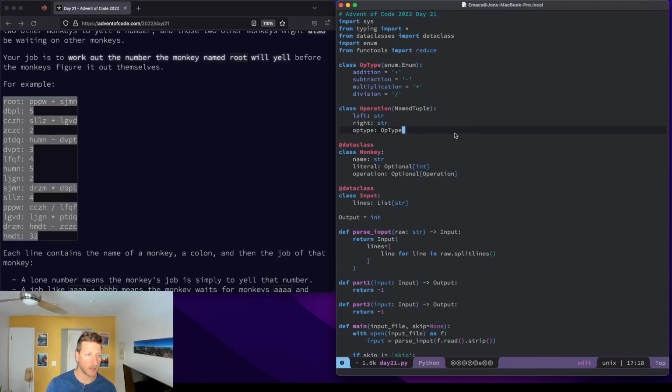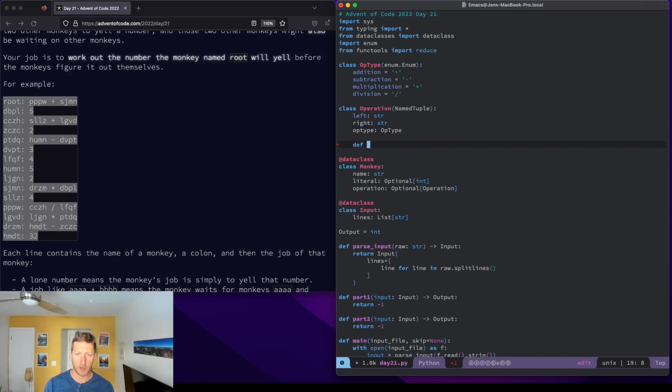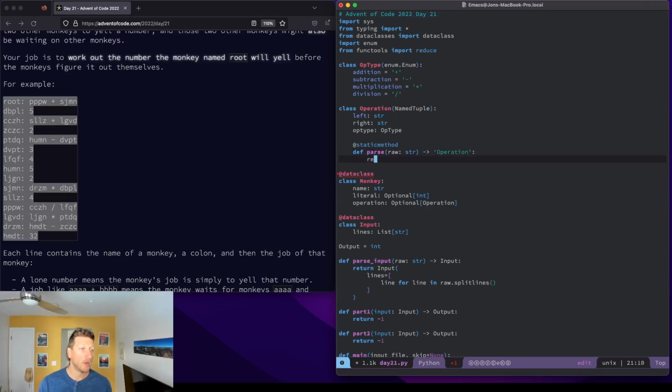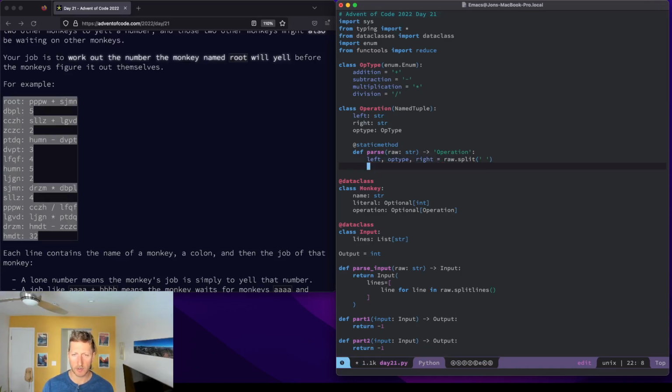All right, and then we just gotta do parsing, right? So at static method def parse raw str to operation. Return, so we split, so left, op type, right equals raw.split on space, and you guys should be pretty familiar with this. So then we just return operation left, right, and we cast to op type the op type.